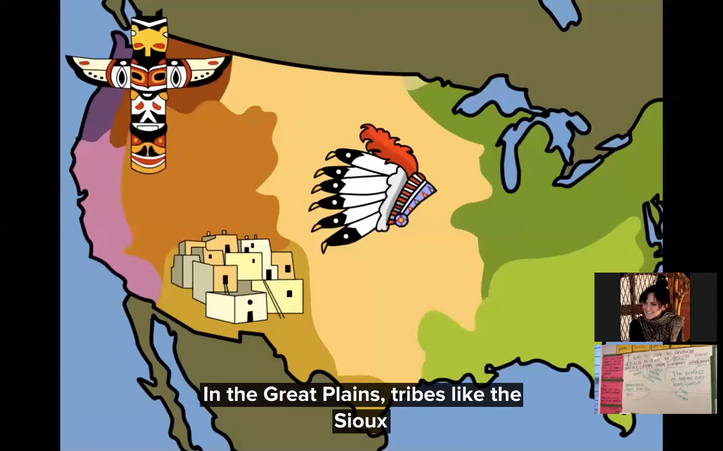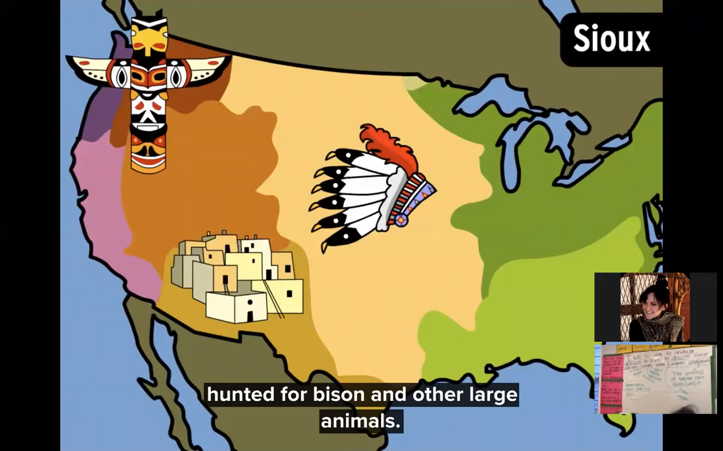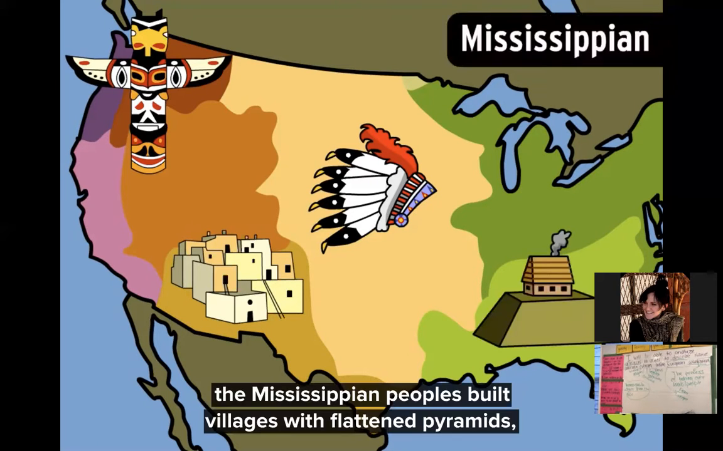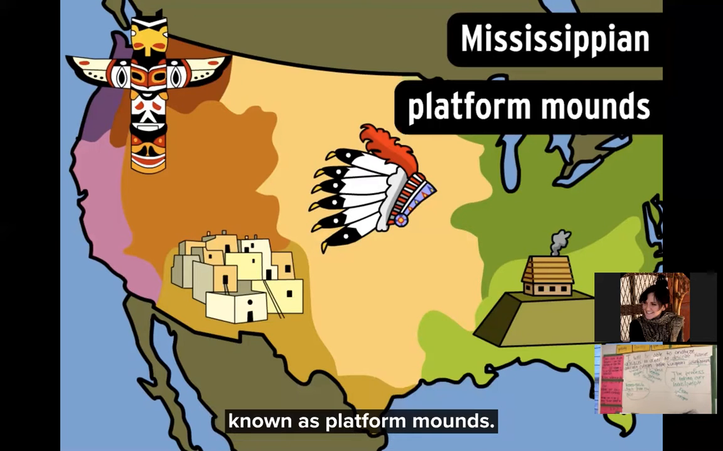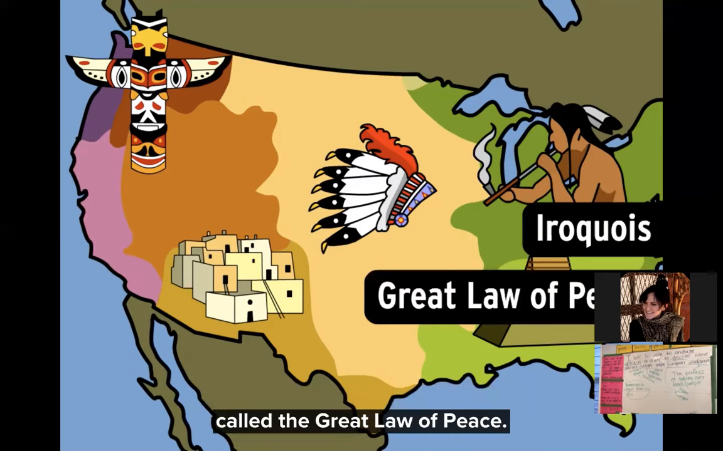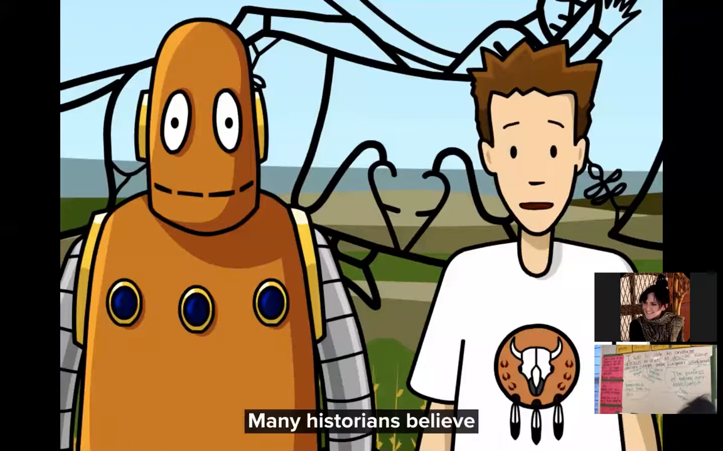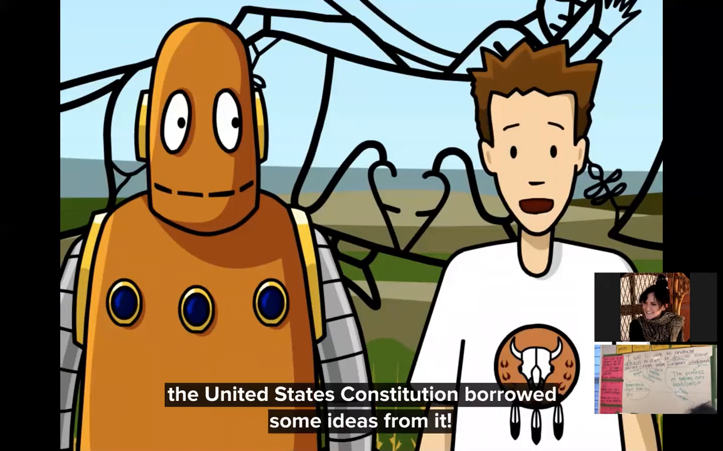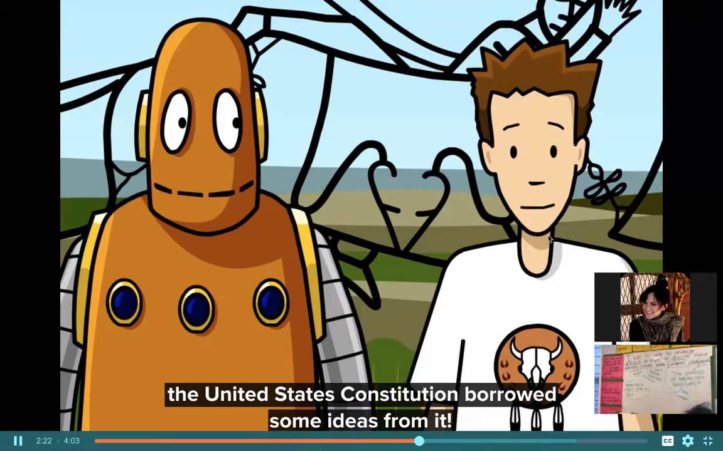In the Great Plains, tribes like the Sioux hunted for bison and other large animals. In the Southeast, the Mississippian people built villages with flattened pyramids, known as platform mounds. And in the Northeast, 6 Iroquois nations united under a constitution called the Great Law of Peace. Many historians believe the United States Constitution borrowed some ideas from it.